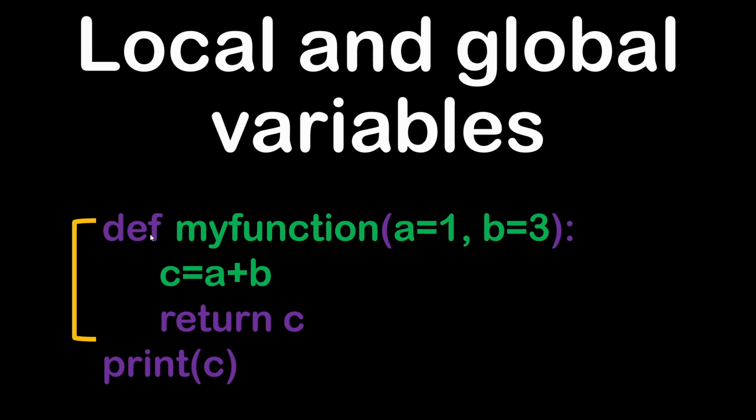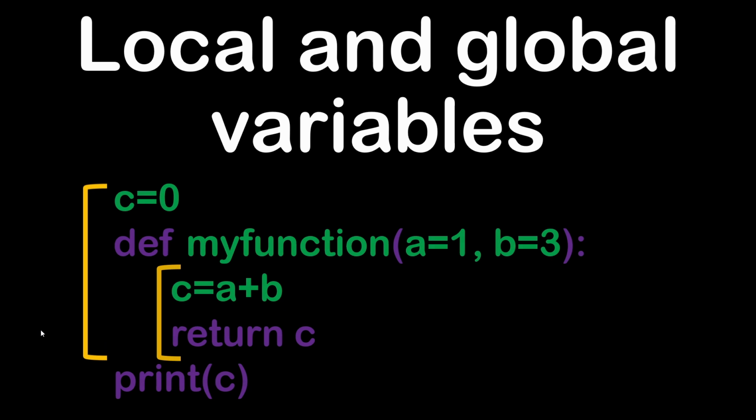So the part of the program where C is visible is indicated by this yellow bracket here. Outside of this, there is no variable called C. So if I'm printing C outside of the function, it will return me an error message. This is what we just saw in our example.